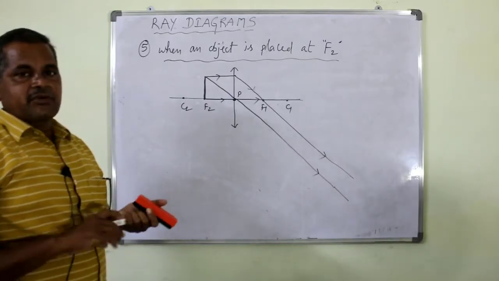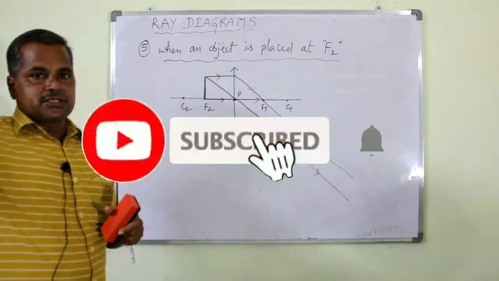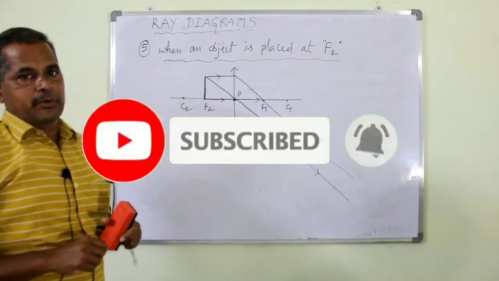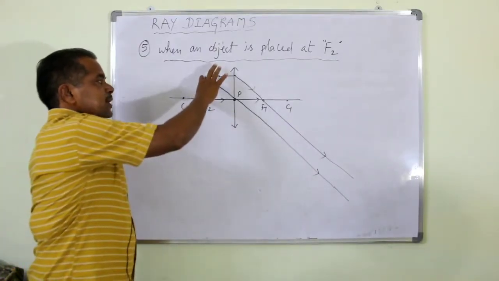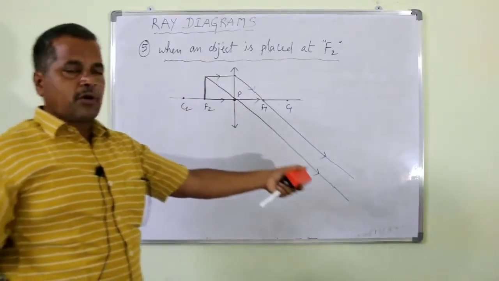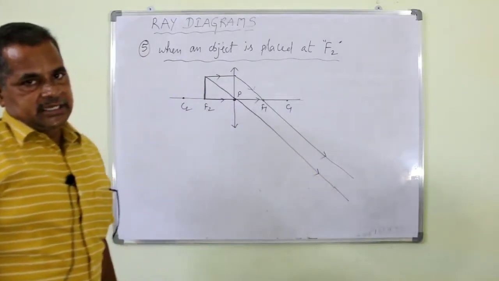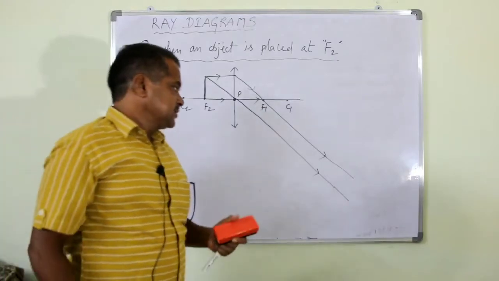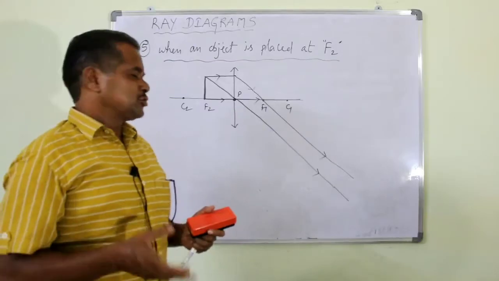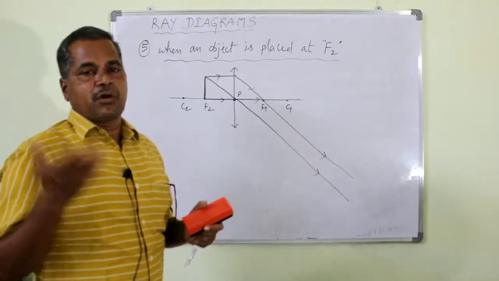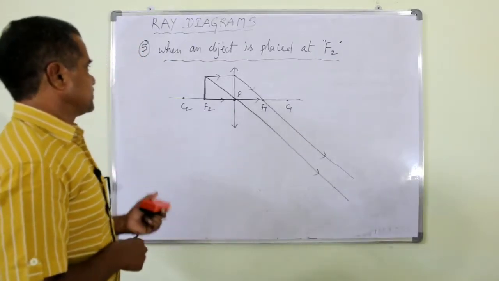What is the first case? When an object is placed at infinite distance, the point image is formed at focus point. This is quite reverse to that case. When an object is placed at focus point, the image is formed at infinite distance. So in this case, we can't study the characteristics of those images. We can just say that the image is formed at infinite distance.